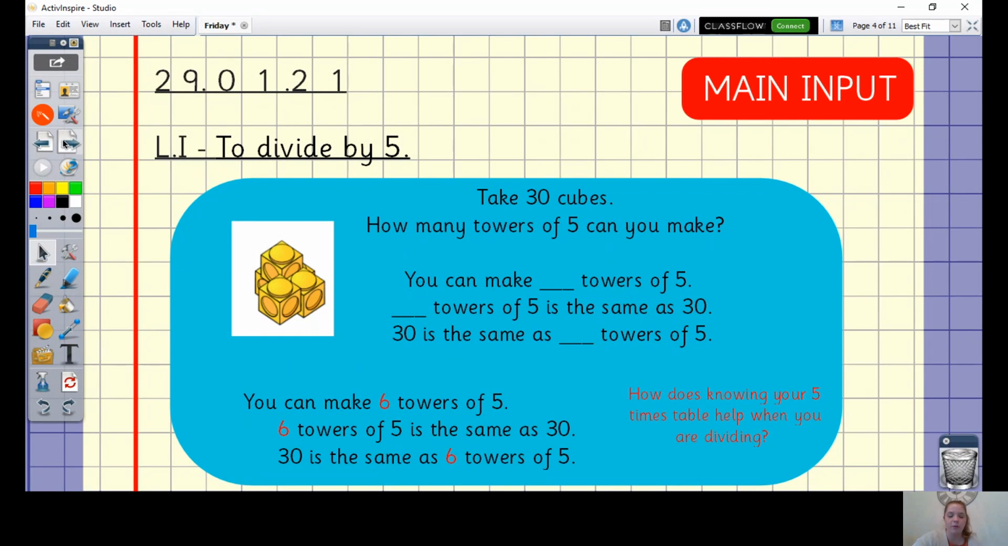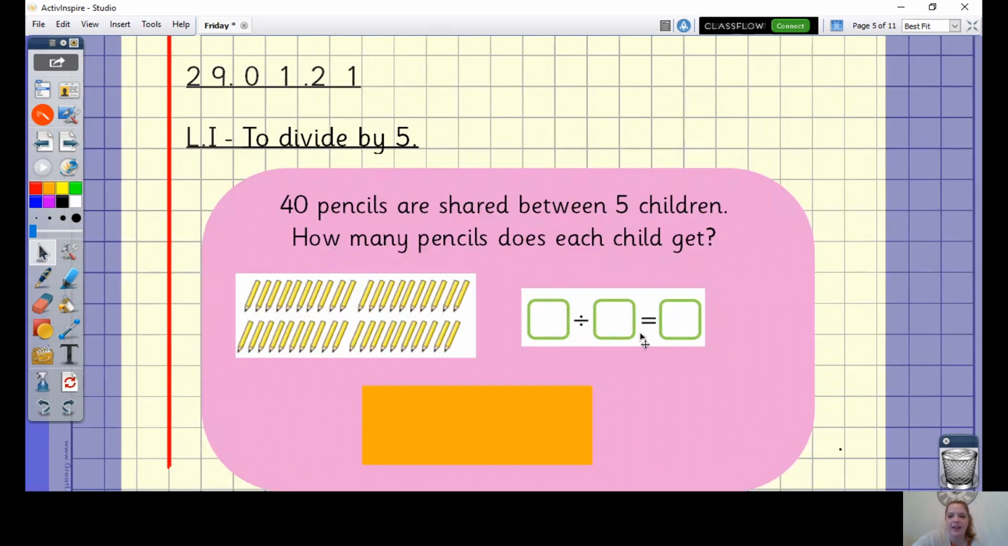Okay, well done, everybody. Okay, so now we've got some pencils, and this is a sharing question. So we've had a grouping question, and now this is a sharing question. Okay, so 40 pencils are shared between 5 children. How many pencils does each child get? You may want to draw this as a picture.